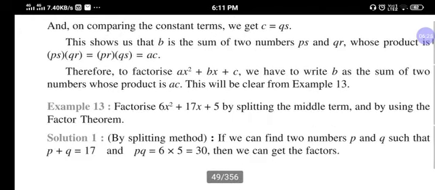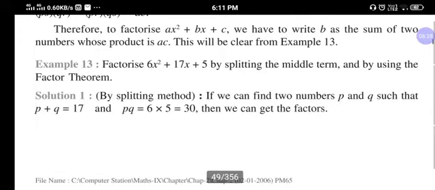So we have now example number 13. Factorize 6x square plus 17x plus 5 by splitting the middle term and by using the factor theorem. We can find two numbers p and q such that p plus q is equal to 17 and p into q is equal to 30. Because the first term coefficient is 6 and the constant is 5, so 6 into 5 is 30. So we want to make 30 by splitting the middle term.